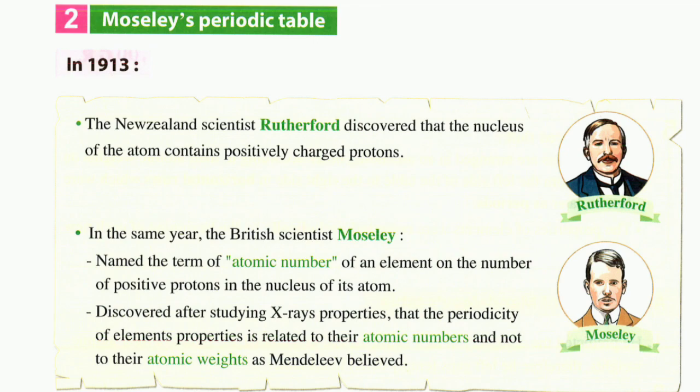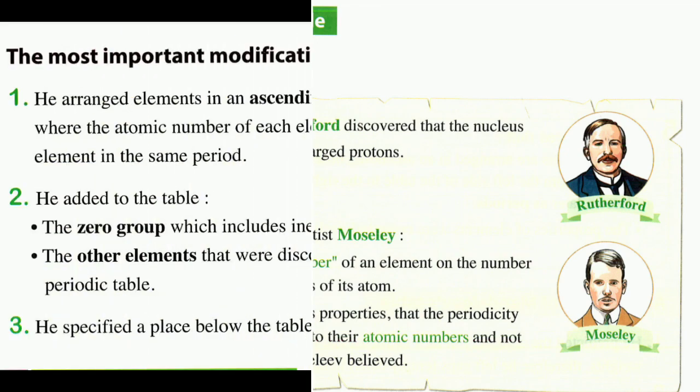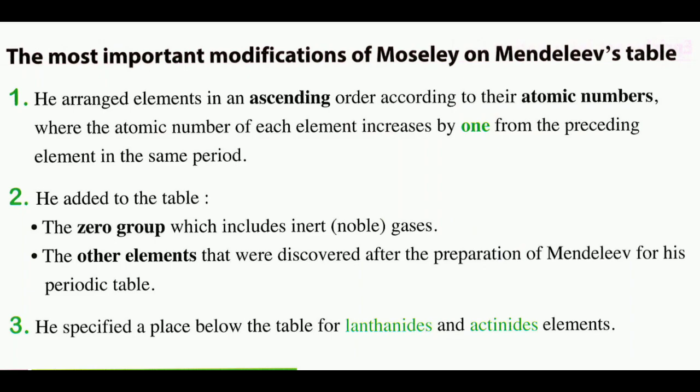The most important modifications of Moseley to Mendeleev's periodic table. 1. He arranged elements in an ascending order according to their atomic number, where the atomic number of each element increases by 1 from the preceding element in the same period. 2. He added to the table the zero group, which includes the inert noble gases, the other elements that were discovered after Mendeleev's preparation of his periodic table. 3. He specified a place below the periodic table for lanthanides and actinides.